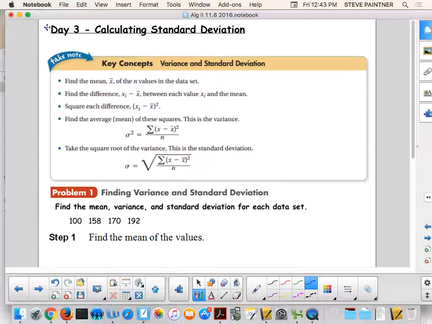All right, here we go. We're going to calculate standard deviation. Now, you see all this mess here? This mess is telling you how to do it. Now, don't write anything. Just listen, please. They're telling you what to do, but sometimes it gets kind of confusing.